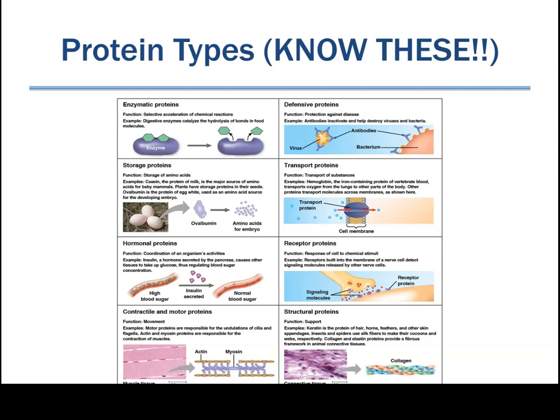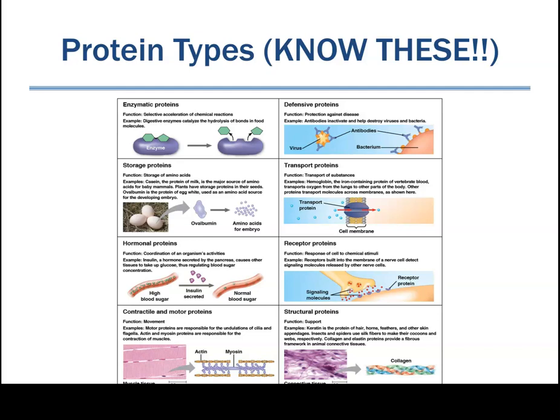A few other types here. We're going to talk about some of these at different points in the semester, so I would like you to be familiar with what the different types are. We've got enzyme proteins, we've got storage proteins. So these are ones that are storing energy or amino acids. In this example here, it's storing amino acids in an egg.